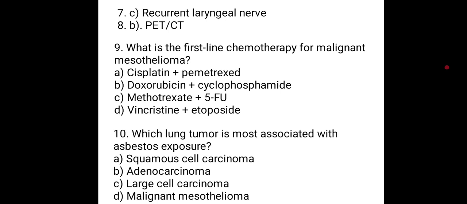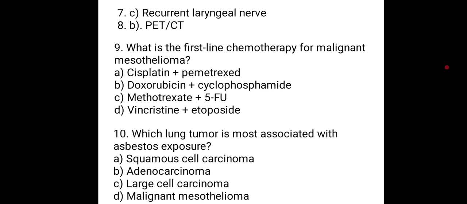Number 9, what is the first line chemotherapy for malignant mesothelioma? A. Cisplatin plus pemetrexed. B. Doxorubicin plus cyclophosphamide. C. Methotrexate plus 5-fluorouracil. D. Vincristine plus etoposide.